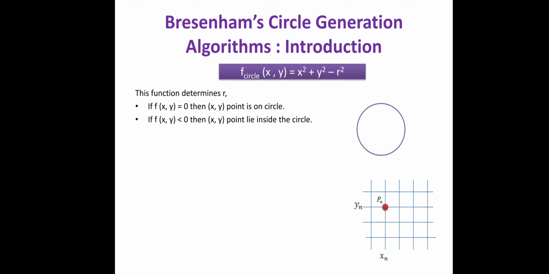Another thing, suppose you are solving this equation and that equation has a value less than 0, it means the point is inside the circle. So, you can see that if this is the point and this point has its value less than 0, it means that after putting the x and y coordinates in this equation, its value becomes less than 0, and this means the point is inside the circle.